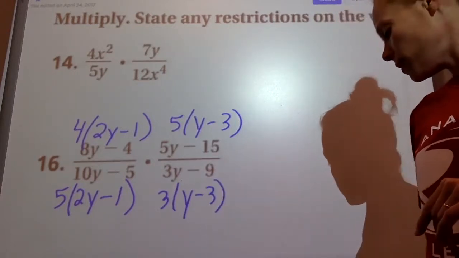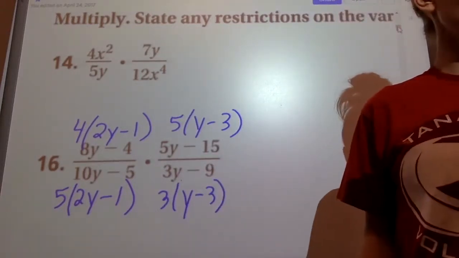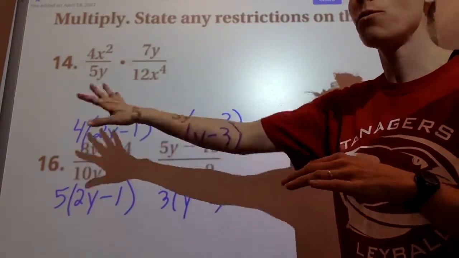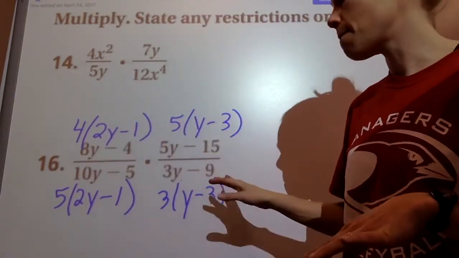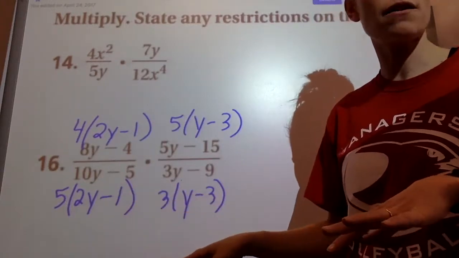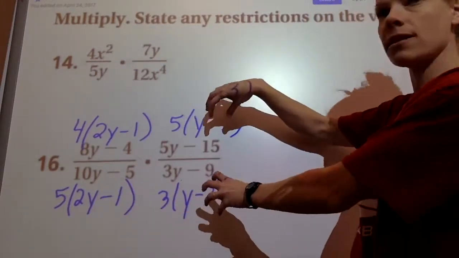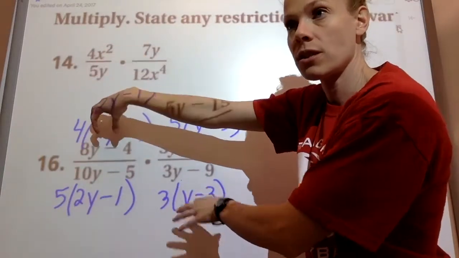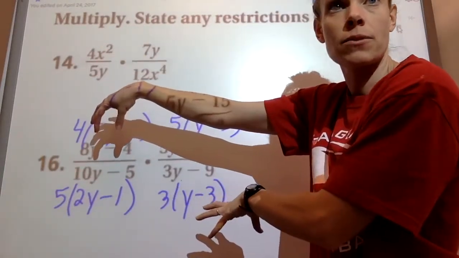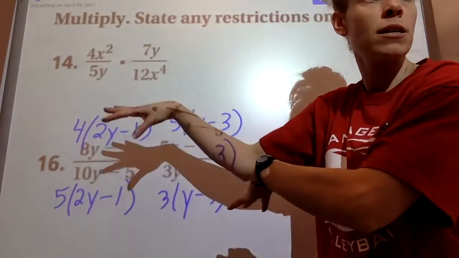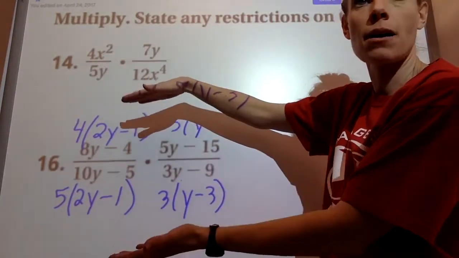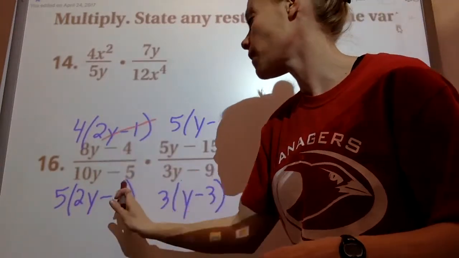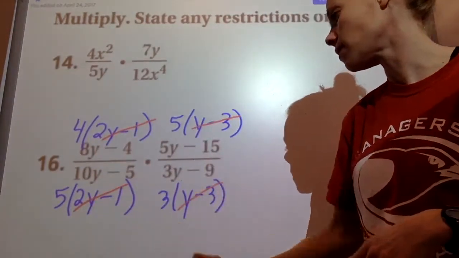Okay? Once everything's factored, here's the rule. When you're multiplying, as long as it's on top somewhere, doesn't matter where, and on bottom somewhere, they cross off. So they don't have to be the same fraction. They can be different fractions as long as one's on top and one's on the bottom, they cancel out. So it doesn't matter where it is, as long as one's on top and bottom, it cancels out. This one worked out where, yep, that cancels out and that cancels out.